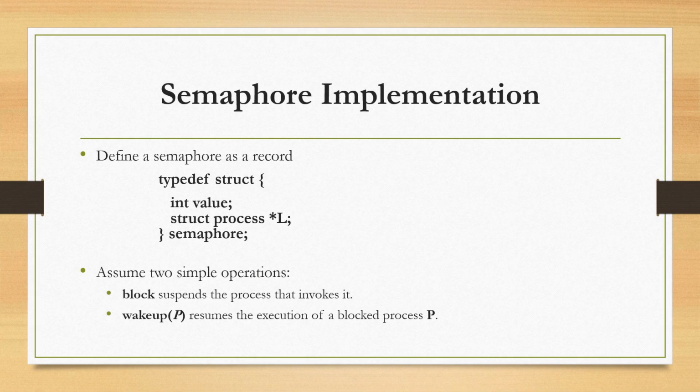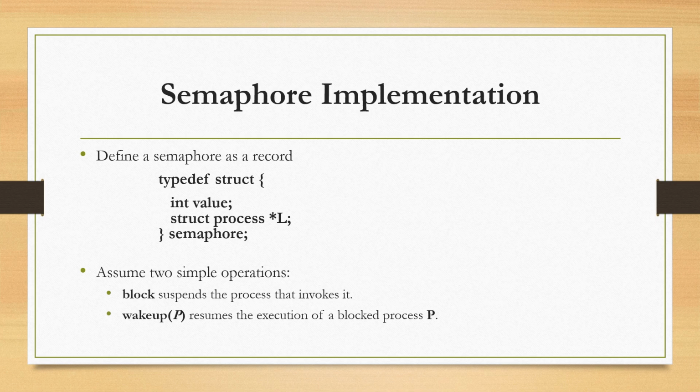A semaphore is a synchronization tool used in concurrent programming to control access to shared resources by multiple processes. It is defined as a record structure that holds two key components: value, an integer that represents the count of available resources, can be positive or negative depending on how many processes are allowed to access the resource.